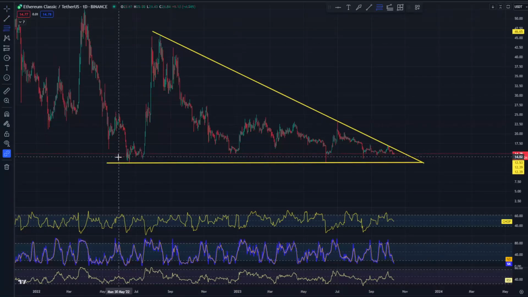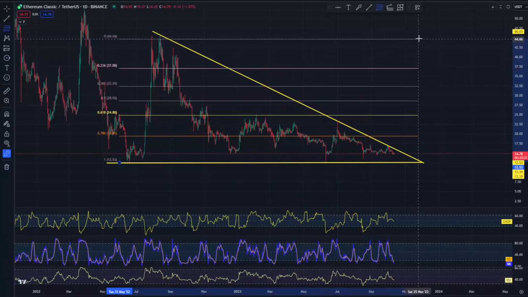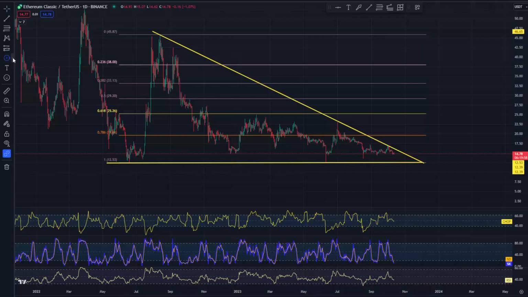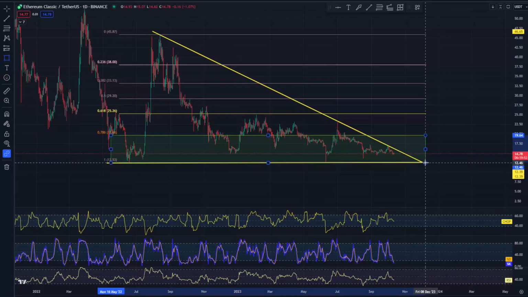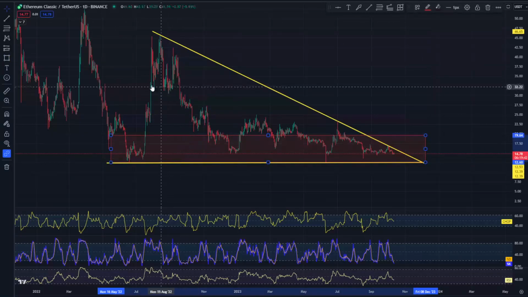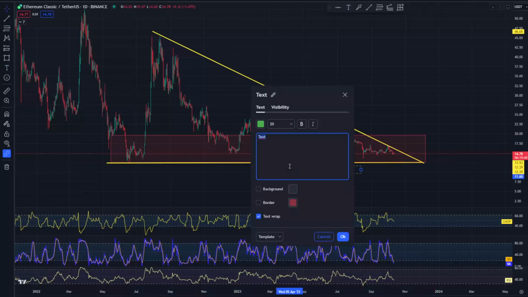Going further, we can move on to marking support areas when we start a larger correction. And here you can see a strong support zone in which the price is currently close to the lower border of the zone ranging from $19.64 to $12.60.